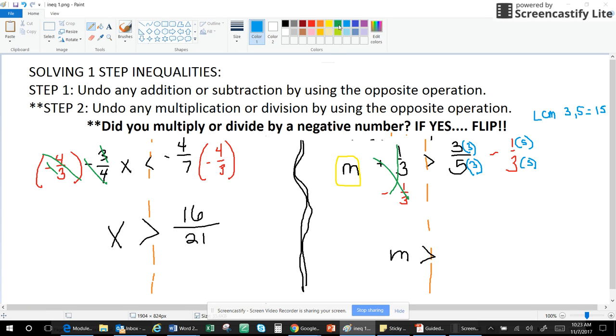So this turns out to be 9 over 15 minus 5 over 15, and now I have a common denominator. I can do my subtraction. 9 minus 5 is 4 over. We don't change the bottoms of fractions with addition or subtraction, so this is just 15. So we wind up with m is greater than 4 over 15.